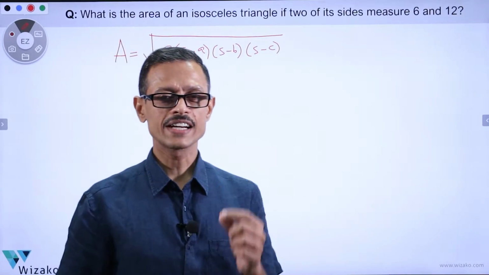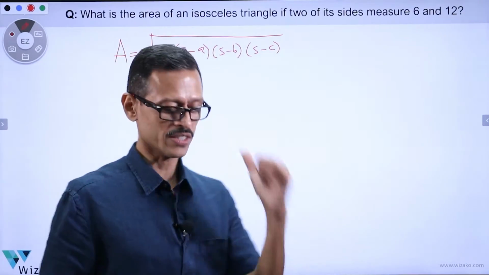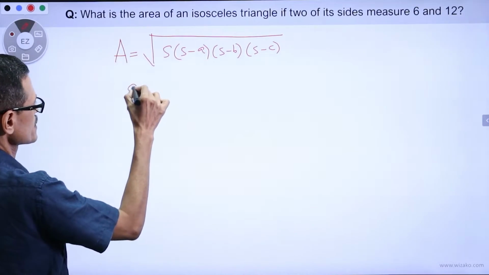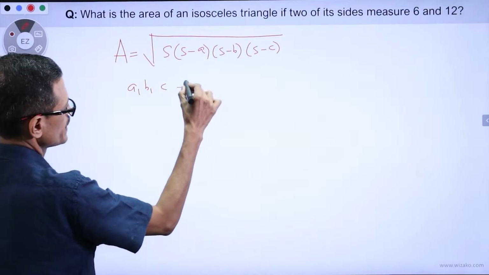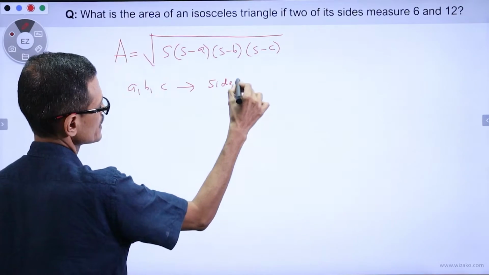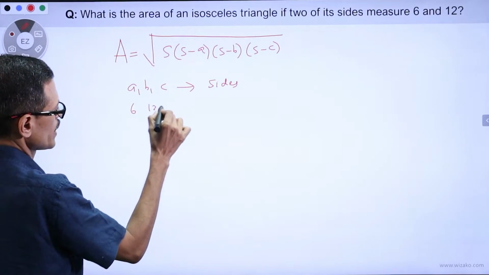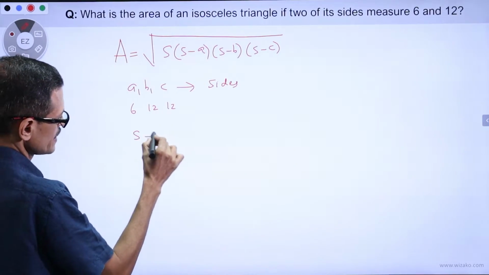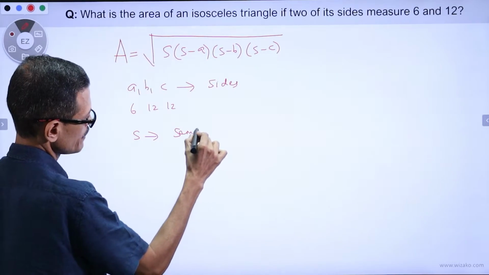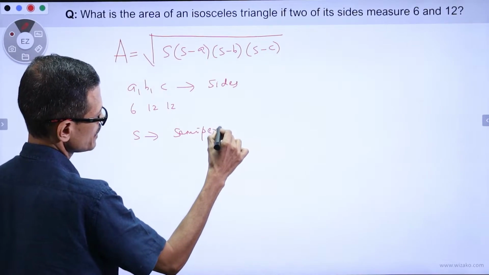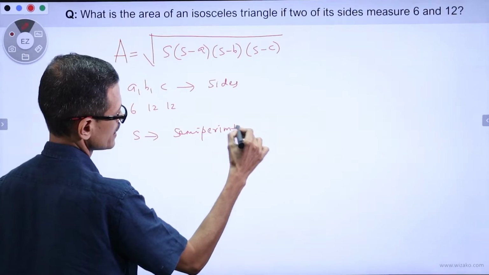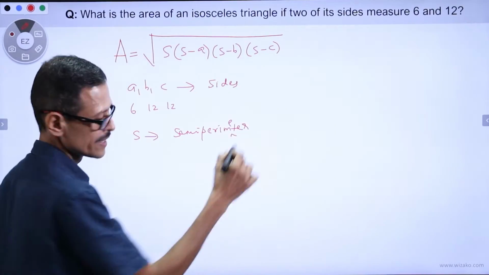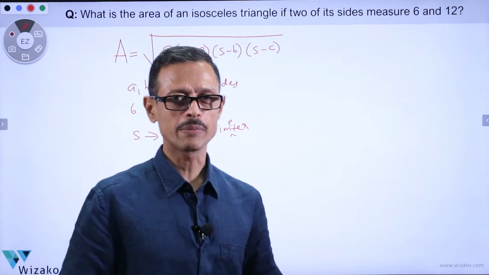Let's get clarity on what is S, what is A, what is B, what is C. A, B and C are the sides of the triangle. In our case, we know the sides of the triangle. Basically, A, B and C would be 6, 12 and 12. What is S? S is called the semi-perimeter of the triangle. Semi-perimeter is nothing but the perimeter divided by 2.